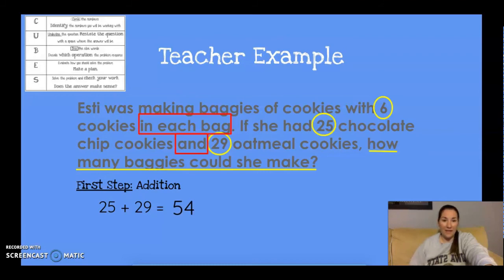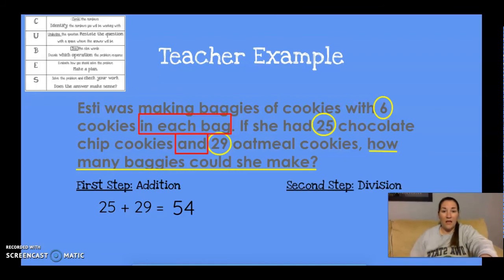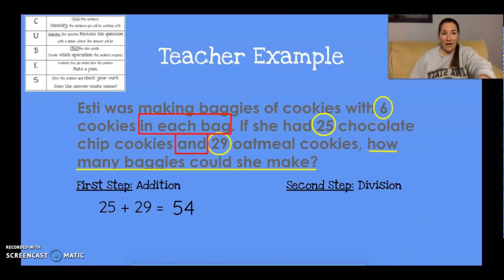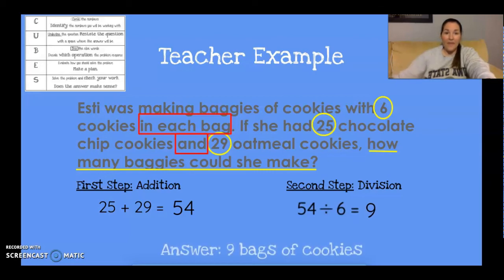My next step then, if I'm putting these into baggies and separating them out to give to friends, then I'm going to be doing some division. And so I'm going to take what I got from before. I have 54 cookies total. I'm going to divide that by the number of cookies I can put in each bag, which is 6. So 54 divided by 6 is 9. So Esty can make 9 bags of cookies with 6 cookies in each bag. So sometimes you don't go in order. You have to really think about what makes the most sense.